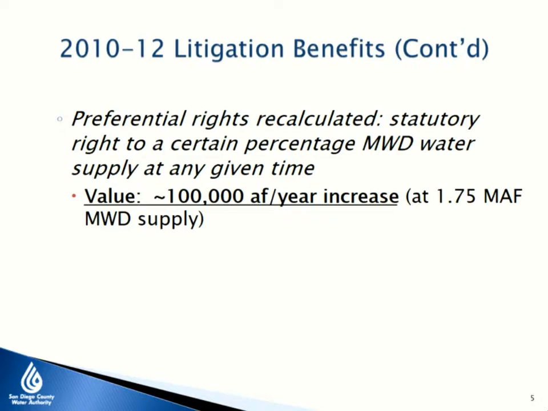The court agreed with us, said that these preferential rights had been miscalculated by Metropolitan, and the corrected calculation comes out to about 100,000 acre-feet per year increase for the Water Authority in years where Met has about 1.75 million acre-feet available of supply. So it's a significant amount of water. It's a significant priority to have in potential times of shortage for this region. It was one that Met was not giving to us voluntarily. Met had to be compelled by the courts to give it to us, and in fact they have done so, and their recalculations now show the changed calculation. Next slide, please.